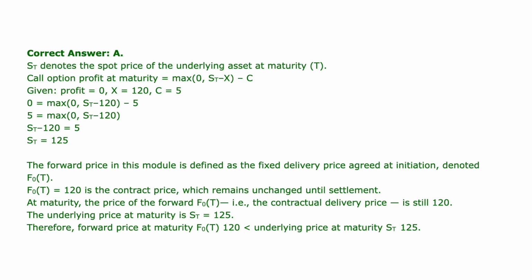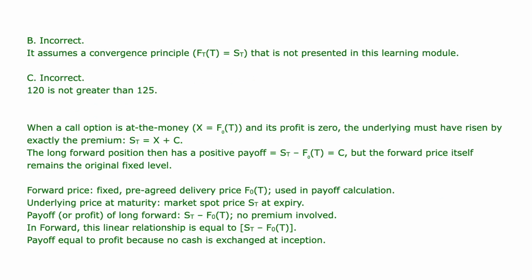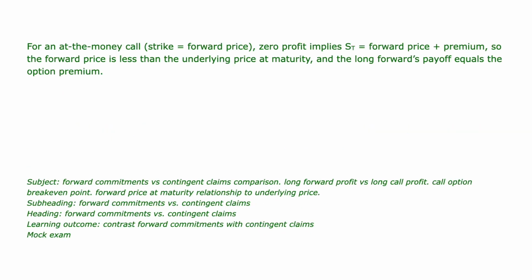Forward price is fixed until settlement, while spot price moves. Option payoff depends on spot versus strike, and profit accounts for the premium. Forward price is not the underlying price. Forward price is the contractual delivery price, not the market price. Forward contracts lock in a fixed delivery price with linear payoff, while options depend on spot versus strike, with profit shaped by the premium. Forward price is fixed, spot price moves, and break-even for options occurs when the underlying rises by the premium above strike.